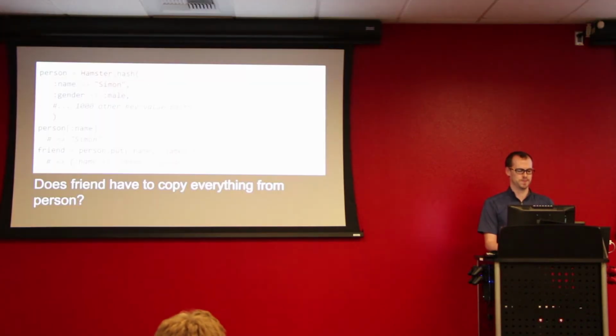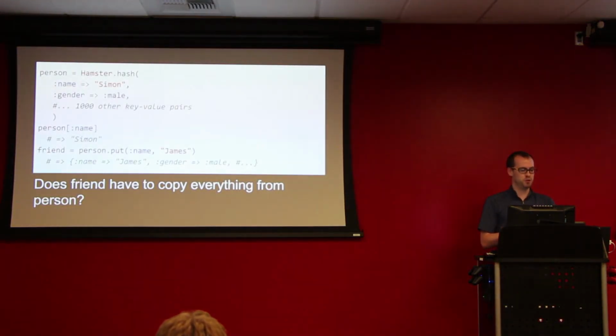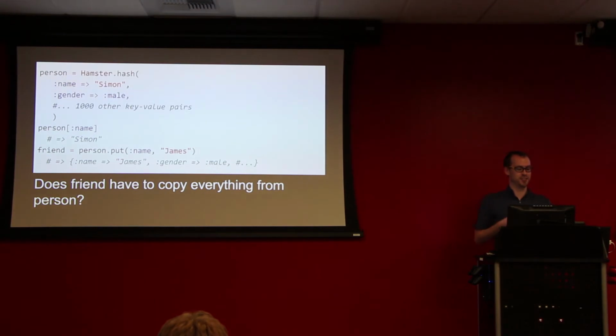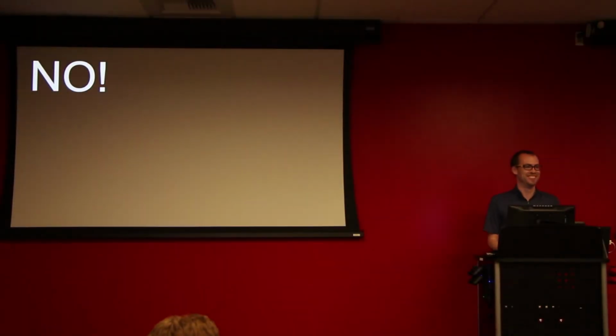All right. So maybe you make a hash that contains 1,000 key and value pairs, and then you want to change the name of your person hash that has 1,000 key value pairs, and you can't mutate it in place. You have to make a new one, right? So does that mean you have to copy 1,000 keys and values? No.